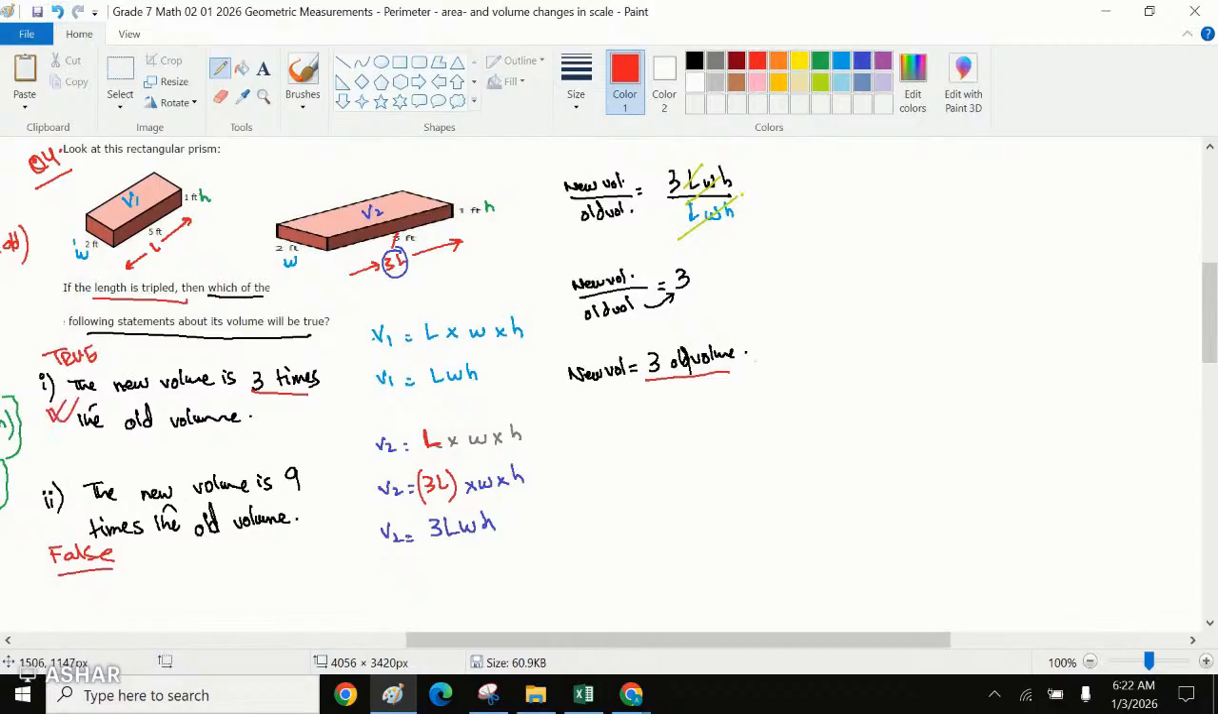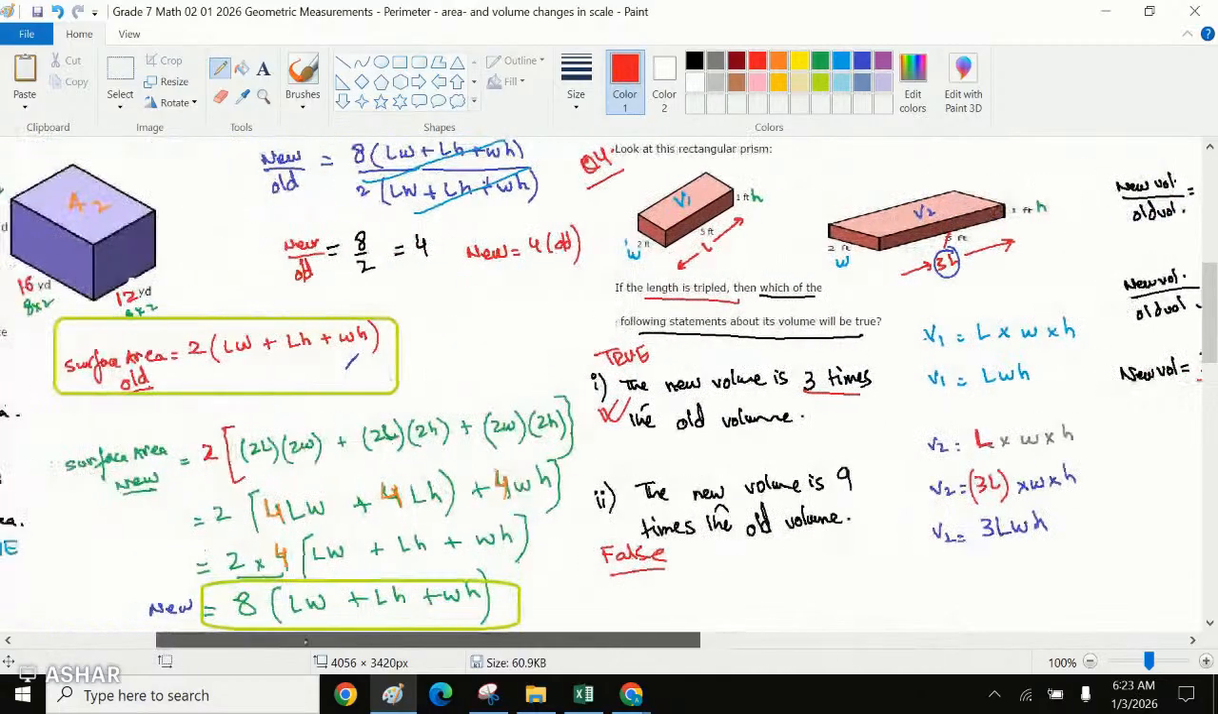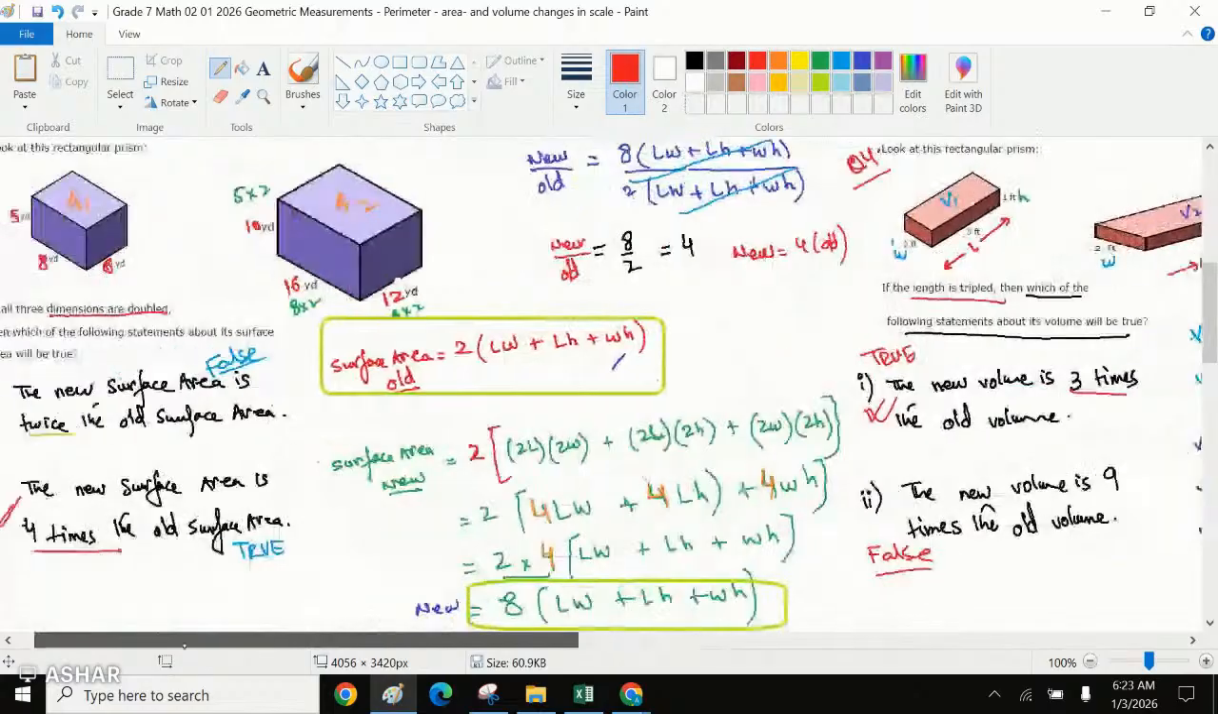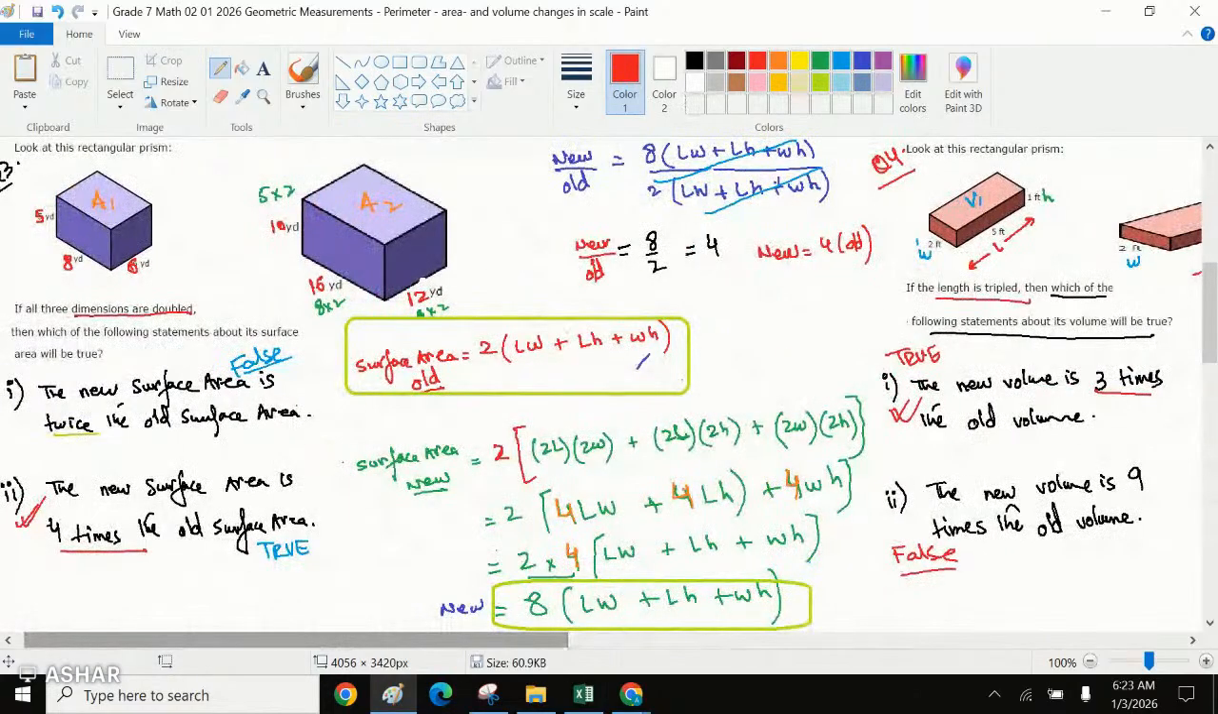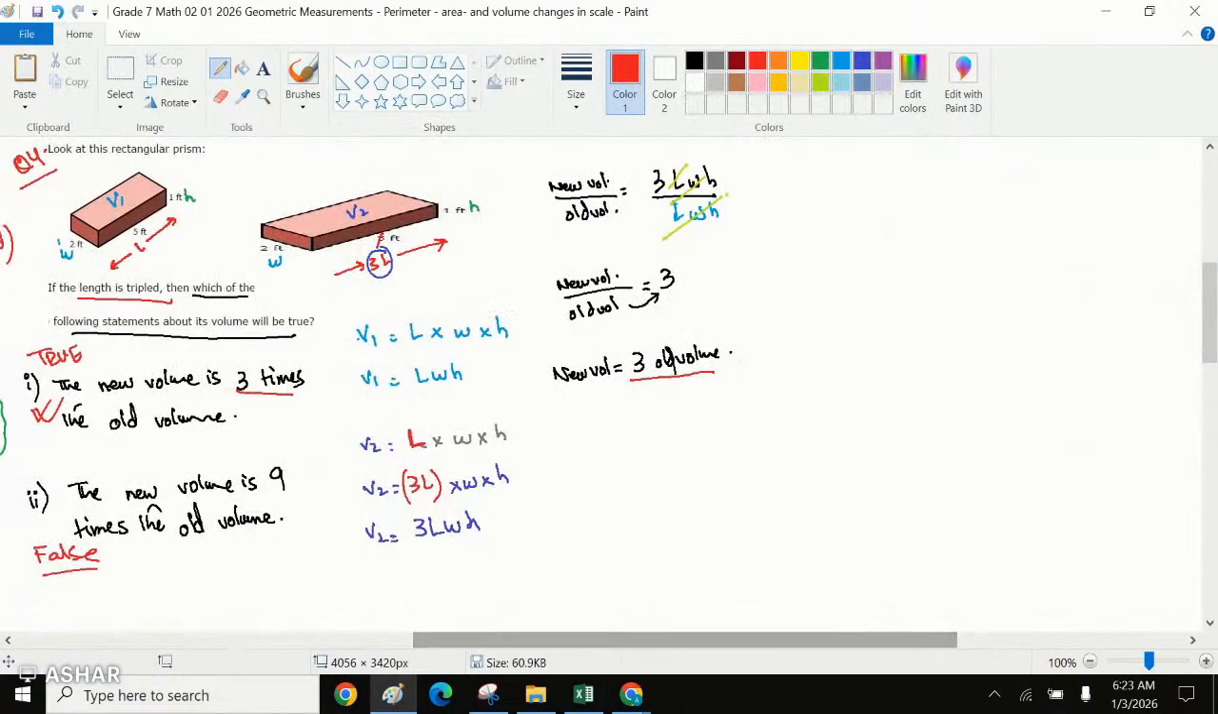So what we can see over here is, in a 3-dimensional shape, if one dimension is changing by a certain ratio, in this question one length was changing by 3 times, so the volume will only be thrice. But in the previous question, that was surface area. So let's look at another example in which we'll try to change 2 lengths.